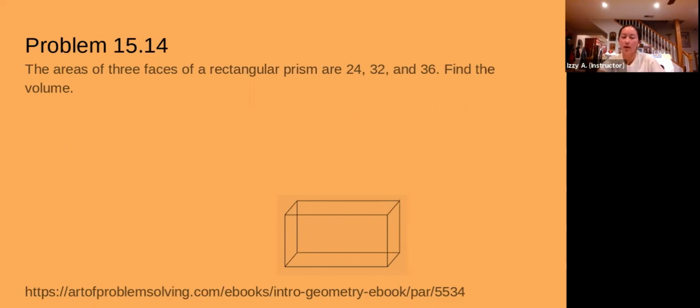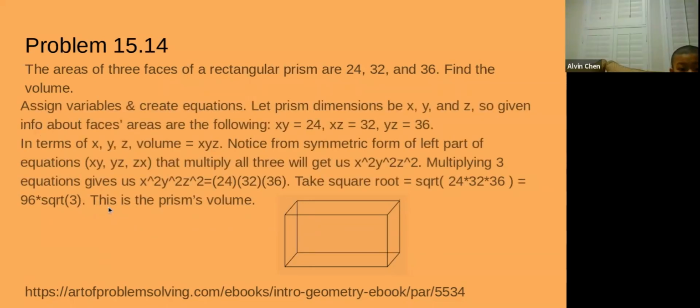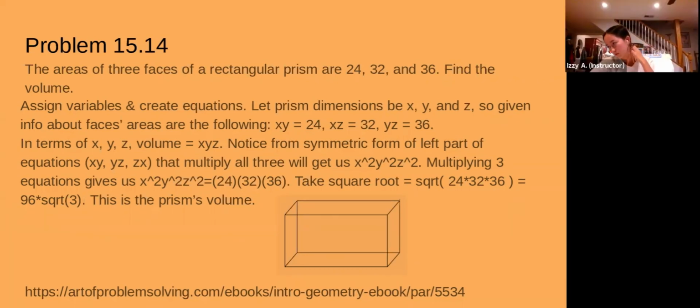Okay, I'll go ahead and go over the problem. Can I say how I would do it? Yes. So the three faces of a rectangular prism are 24, 32, and 36. If we say they're L, W, H, because I would just call them X, Y, Z. If we say XY is 24, XZ is 32, YZ is 36, then we'll get three equations: XY equals 24, XZ equals 32, and YZ equals 36.